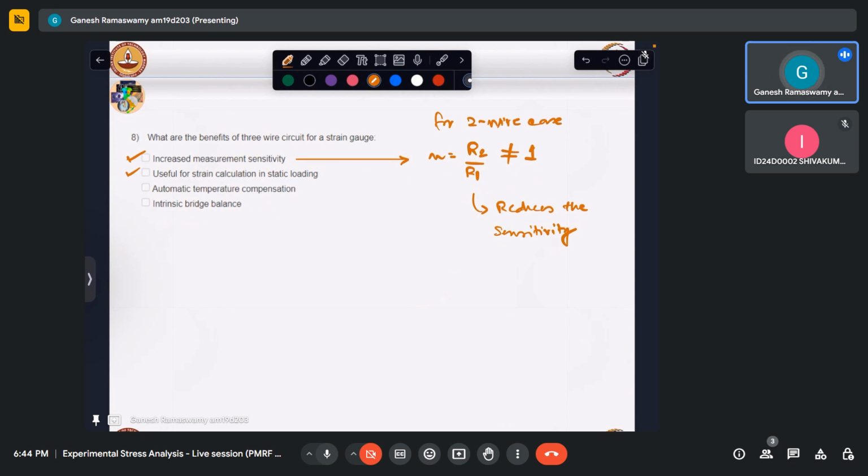It does provide automatic temperature compensation. We need not account for the temperature compensation, because what is brought about in one arm gets cancelled out by what is brought about in the adjacent arm, thereby nullifying its effect. And this is an intrinsic bridge balance, meaning by the very arrangement of the bridge, we have been able to accommodate for nullifying this effect. We need not bring about any additional correction factor. So it is intrinsic to the bridge balance. So yes, this is very much true. So the benefits of a three-wire circuit are essentially all of these.